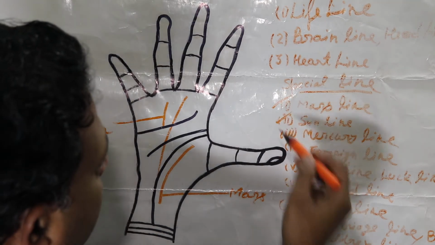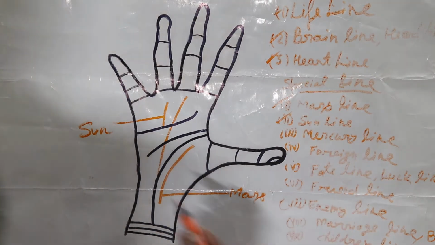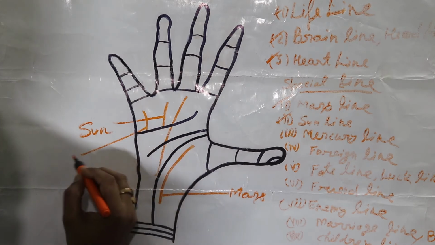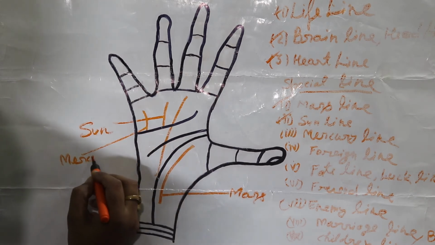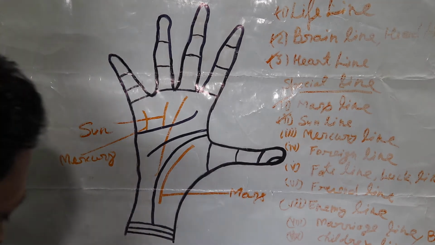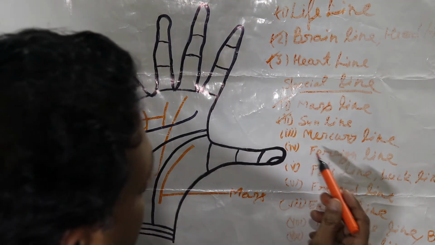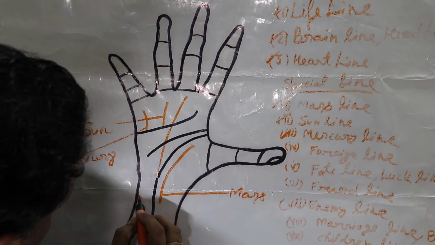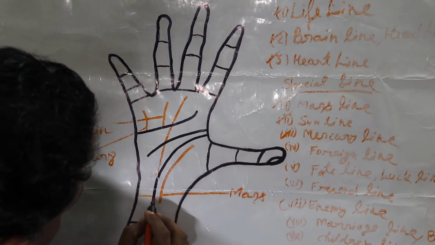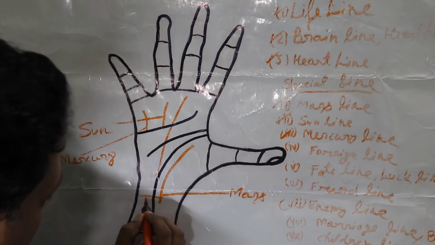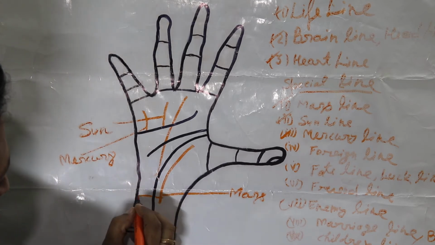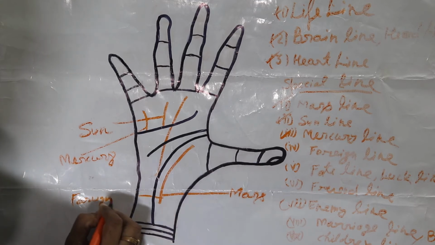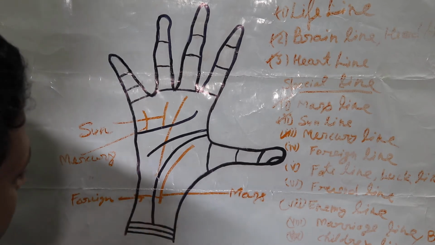Next is the Mercury line. This is at Mercury mount. And next is the foreign line. This starts from Moon mount and can go up to Venus mount. I will describe the results of this line later. So this is the foreign line.